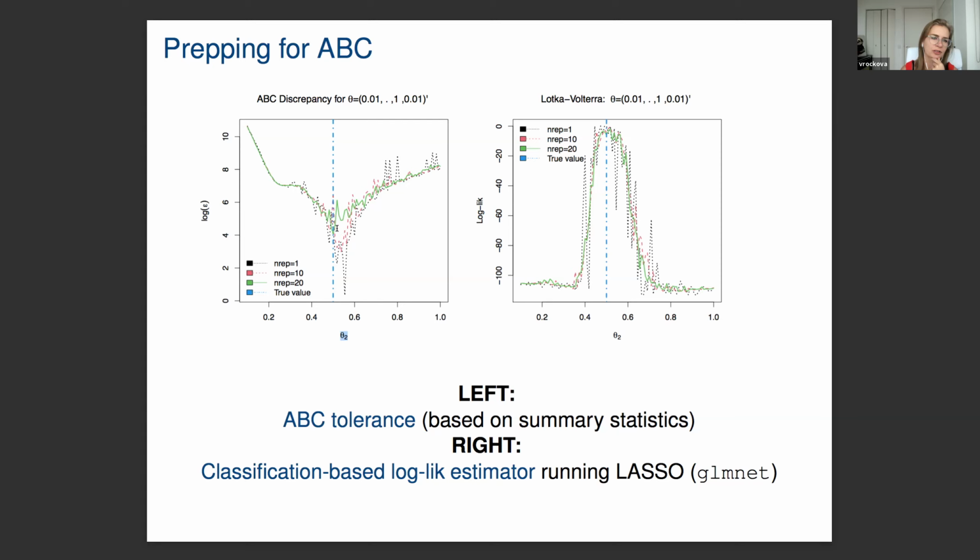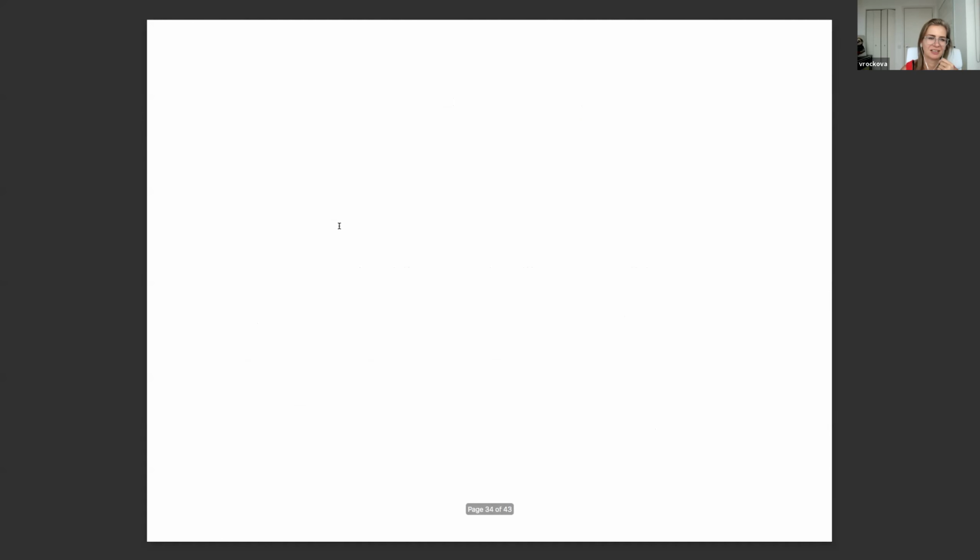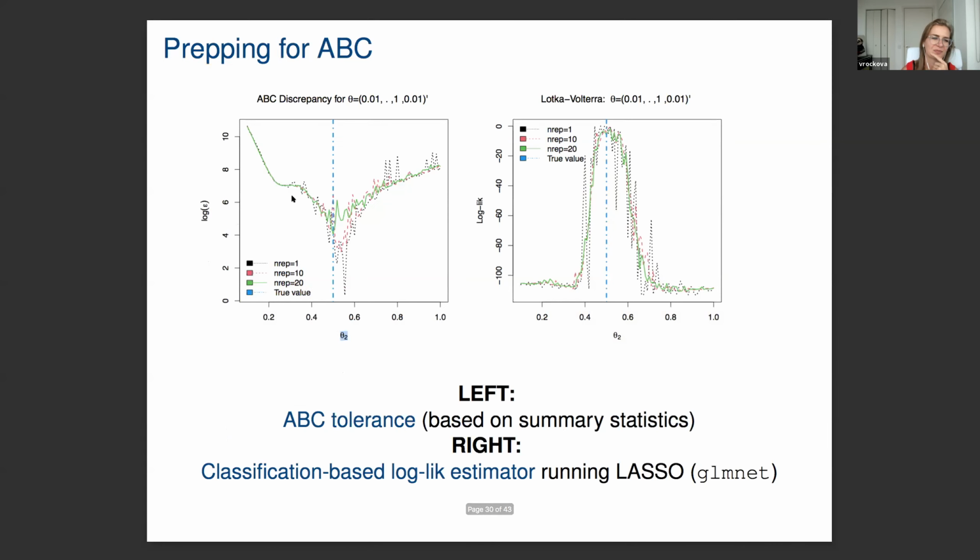But what was kind of interesting is we tried averaging the ABC tolerance over several fake data realizations, and that seemed to yield a more stable tolerance, whose minimum is closer to the true value. But it's nice to see that ABC is also learning about its parameter, because the tolerance has a minimal value around the truth. So that was also really good news.